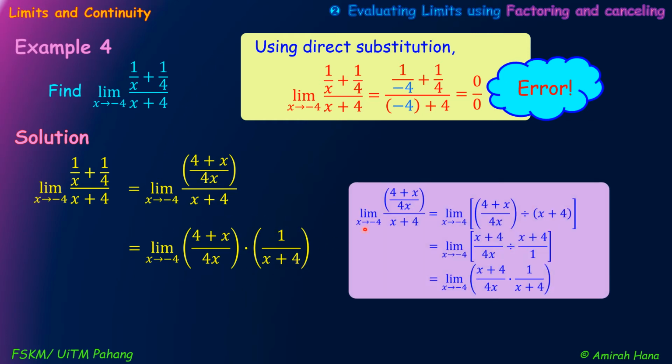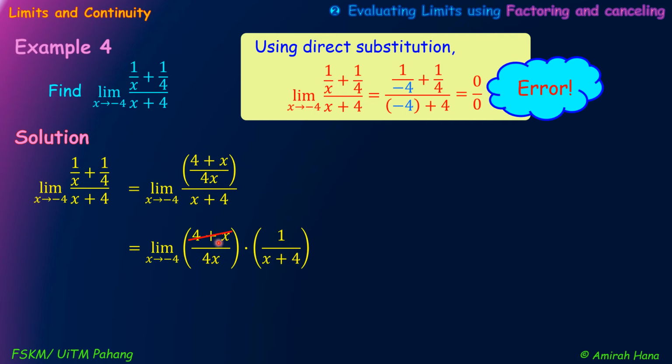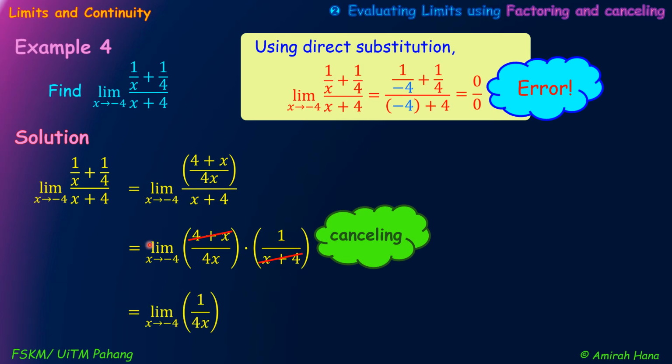Why do we get this? Because from here, we can write the limit as x approaches negative 4 of (4 + x) over 4x, and then the big fraction bar here means divide. Divide by x plus 4, and dividing by x plus 4 means dividing by (x + 4) over 1. Then we can change to multiplication, and when we change to multiplication, we need to exchange numerator and denominator. So we get (x + 4) over 4x times 1 over (x + 4). After that, we can simplify 4 plus x and x plus 4 by cancelling. After cancelling, we can write the limit as x approaches negative 4 of 1 over 4x.